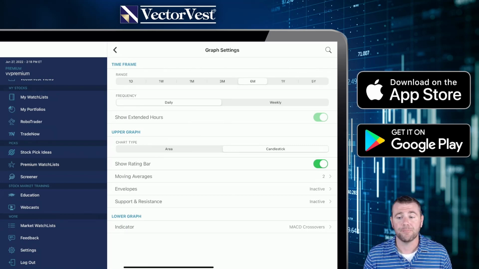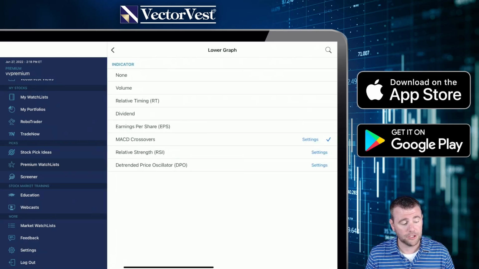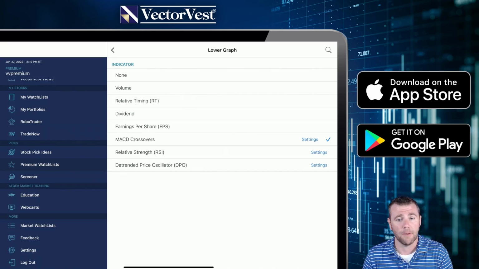And if we go back, the last thing you can do to customize your charts is looking at the lower graph. So as we saw, I had the MACD on there, but if you want to change it, you can add volume, RT, a dividend, earnings per share. So if you're looking for more long-term stocks, EPS or earnings per share is definitely going to be the best option. But then for you technical traders out there, you have MACD, RSI, and DPO that you can customize and add to your charts here as well.